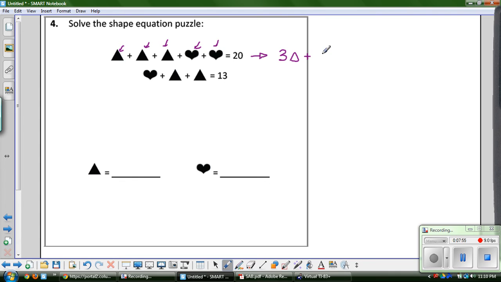Down here, I'll do the same thing. Simplify it. I see 2 triangles and a heart. So 2 triangles plus a single heart is equal to 13.